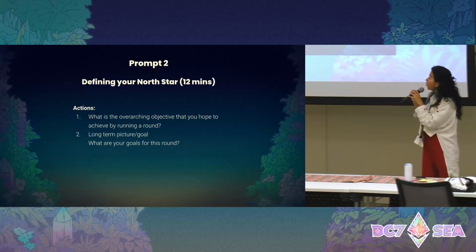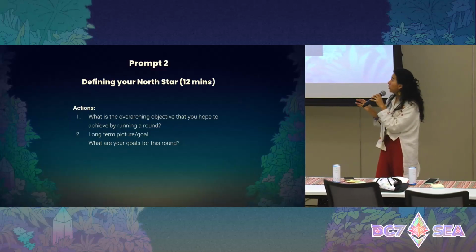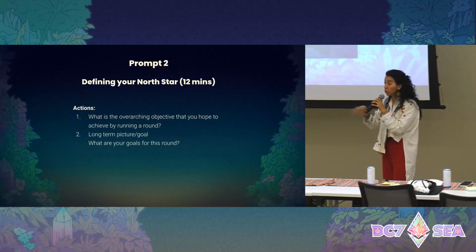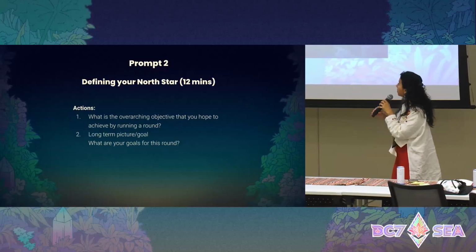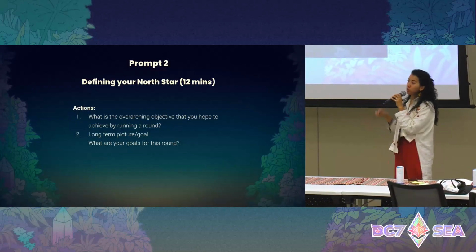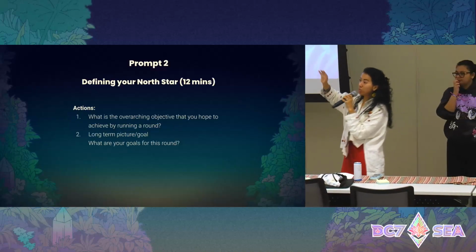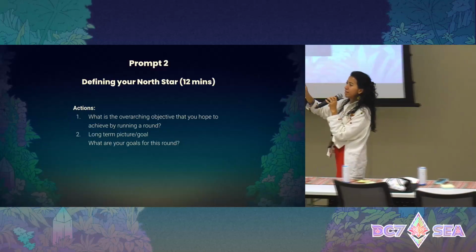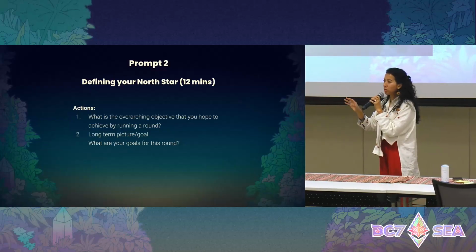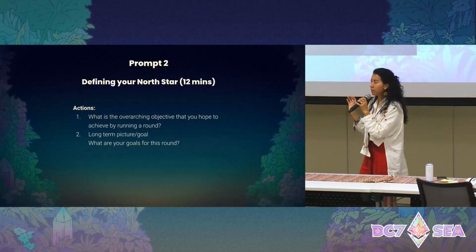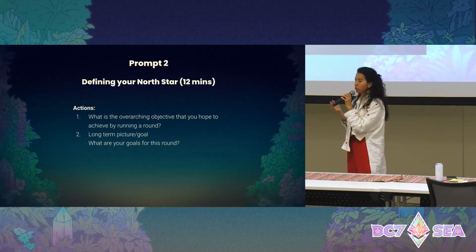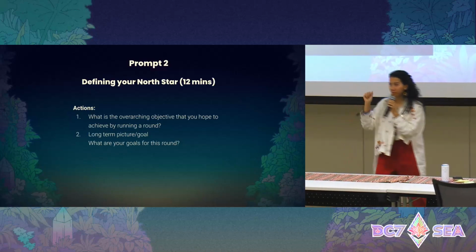Then what is the long-term vision that you have for your community or for your ecosystem? And what are going to be your goals for this round? And for this one, we're going to have about 10 to 12 minutes. I think it might be too much, but we'll be going around, and if it is too much, we'll just cut it short. So, go.